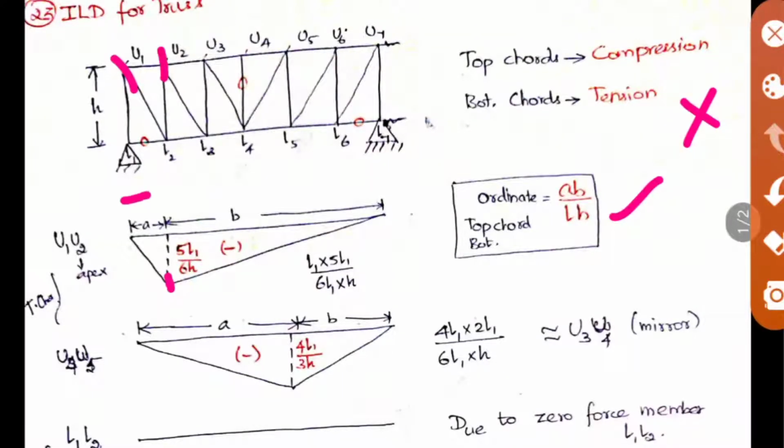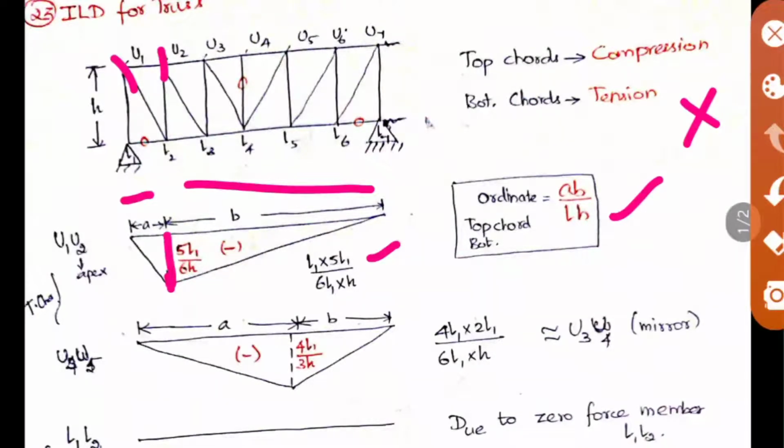This distance will be a and this distance will be b, and when you multiply a b by L into H you get the height. I have taken one panel length as L1, and the other 5 panels remain. So 5 into L1 divided by the total length, 6 L1, into H gives the height. You get 5 L1 by 6 H as the ordinate of this member. This will be the ILD diagram for your U1, U2 member.